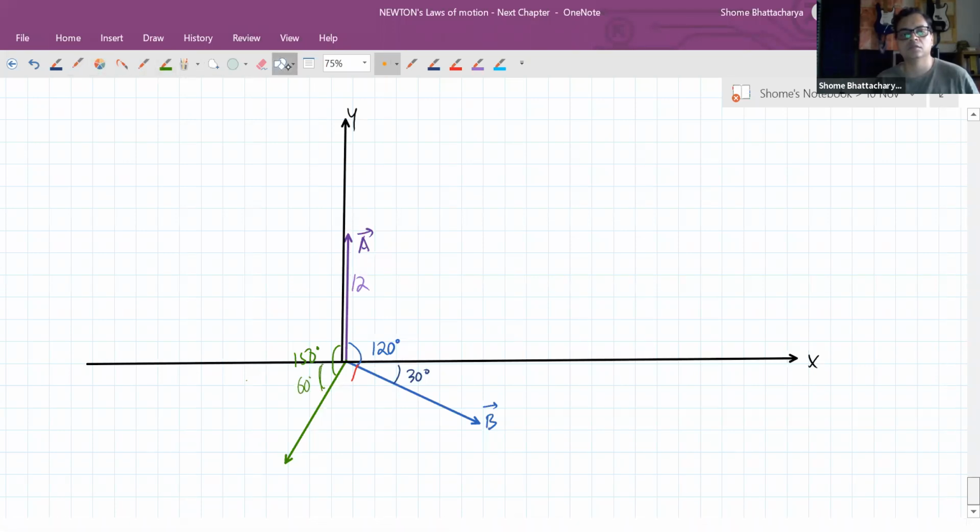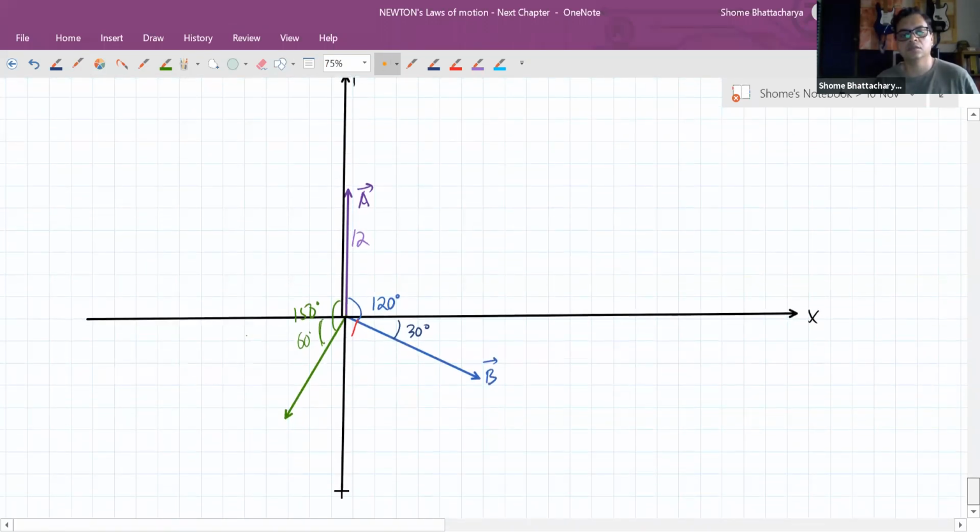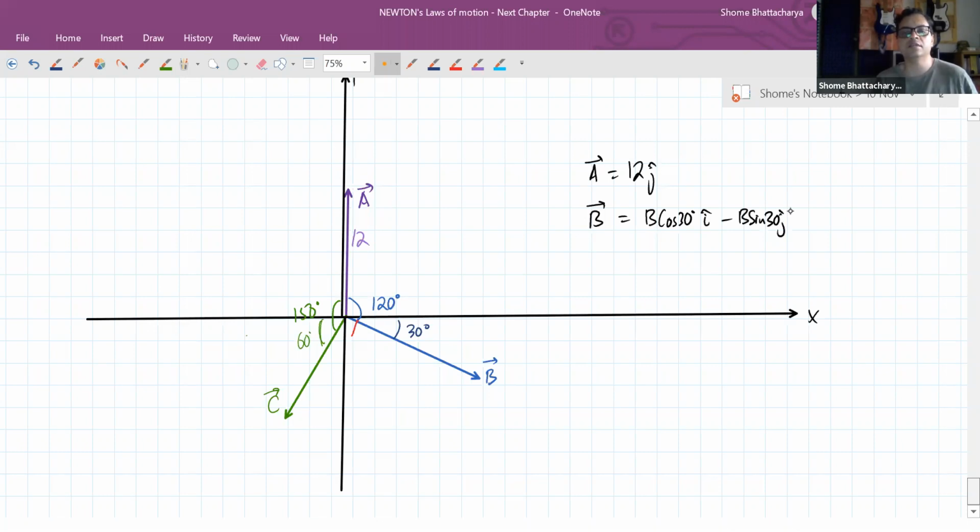And your y-axis continued is just like this. Okay. So this is the vector C and this is the vector B. So now let's express A, B and C in component form. So A is just 12 j cap, simplest of the lot. I don't know the magnitude of B, but the components will become B cos 30 i cap and minus B sine 30 j cap. You can see that clearly from the diagram.